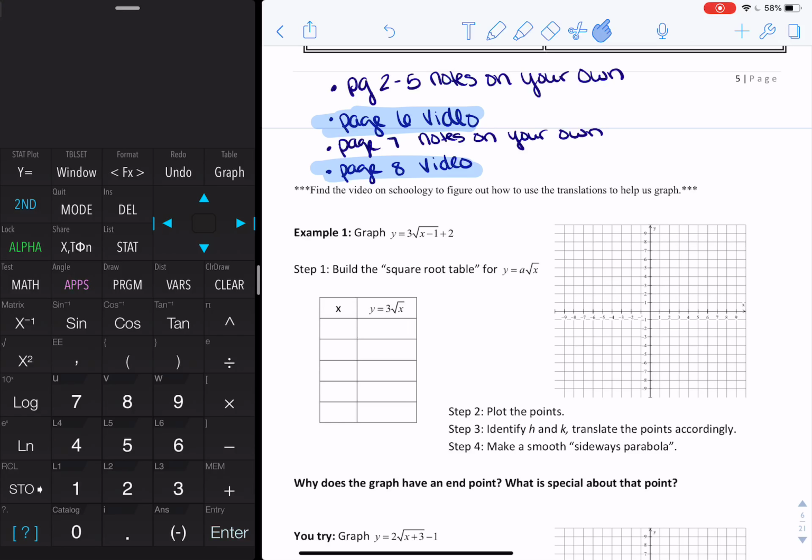There are hopefully going to be a couple of videos on this topic for you because there are a few different ways to graph radical functions. I'm going to show you the way that I prefer, but there also will be another video I'll have you watch at some point as well.